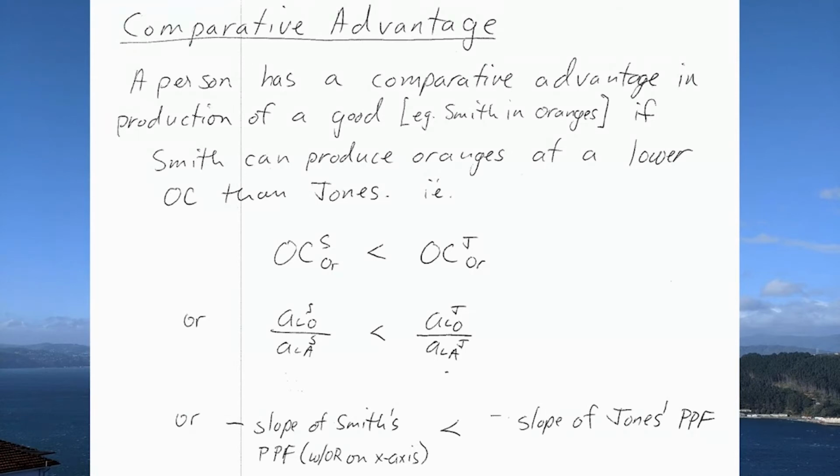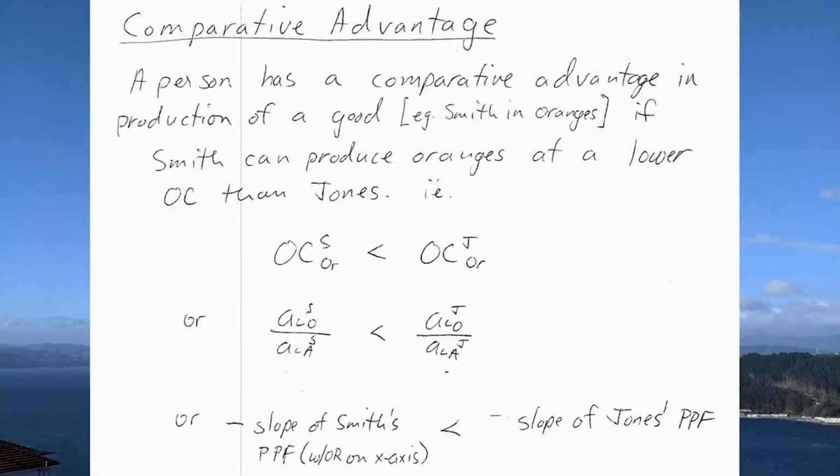So we can look at opportunity cost itself, and if you're given the opportunity costs, you can just compare them. If you're given unit labor requirements for the individuals in oranges and apples for the two people, then you can construct the ratio of those unit labor requirements, corresponding to the slopes of their PPFs, and then compare them to each other.